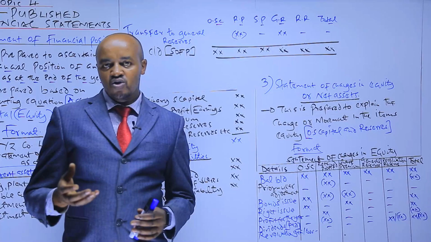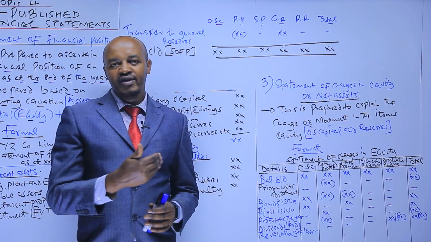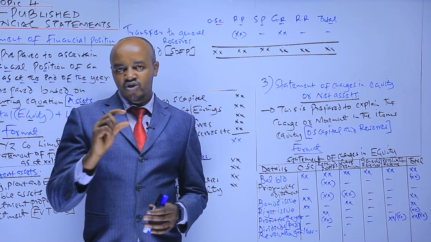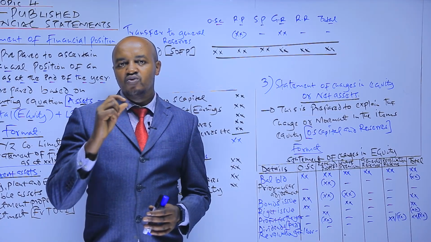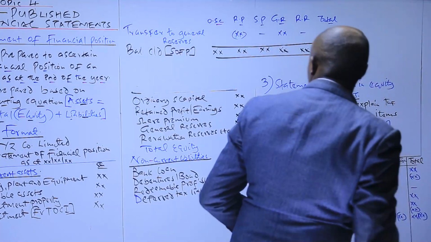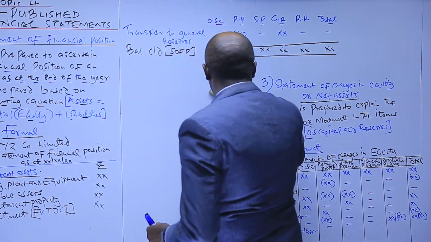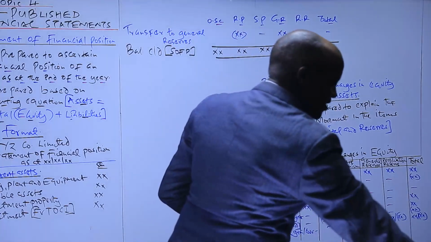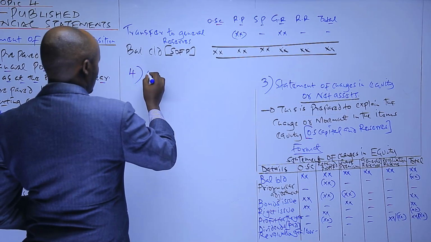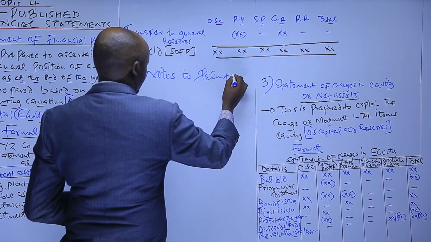So before we look at an illustration, I want us to mention something to do with the last component. Remember, we said the statement of cash flows. We are going to cover that as a separate topic. So before we look at an illustration, I want us to mention something to do with the notes. What are the notes, and what should be included in the notes to the financial statements? So let's look at that as the last component before we look at an illustration question. So component number 4, and that is notes to financial statements.